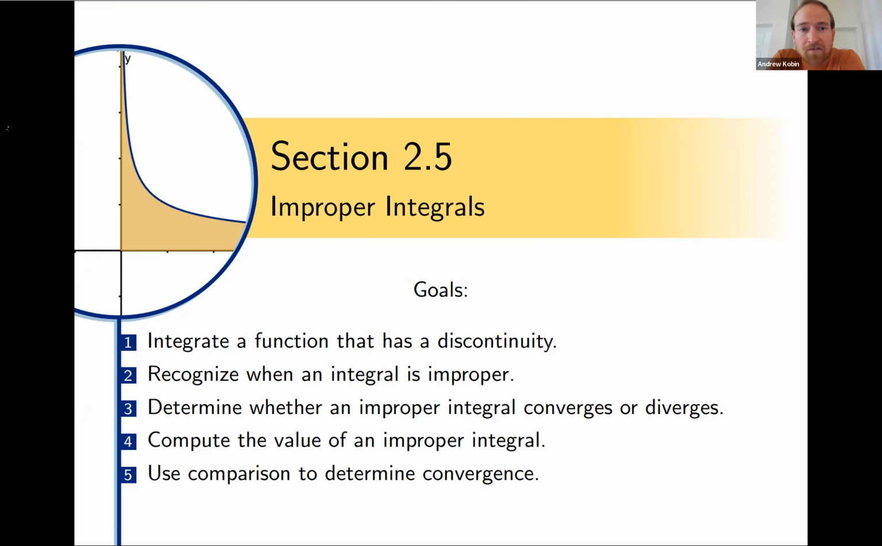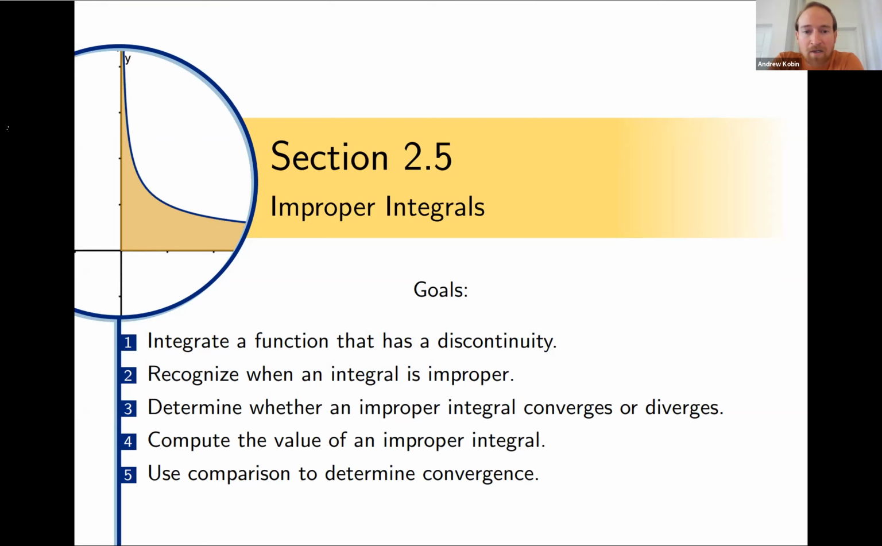This is the lecture video for section 2.5 in the textbook, and the topic is improper integrals. Our goals in this lecture will be to learn about how to integrate when a function has a discontinuity in its domain. And from this, we'll make a definition of an improper integral. We'll also learn how to recognize when an integral is improper.